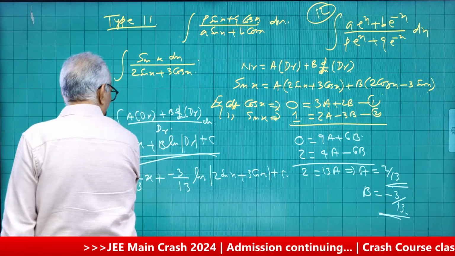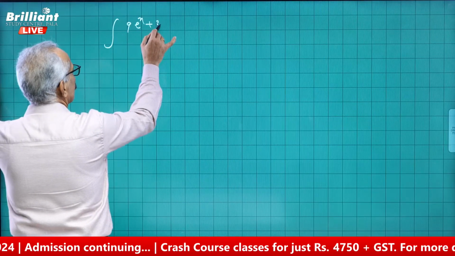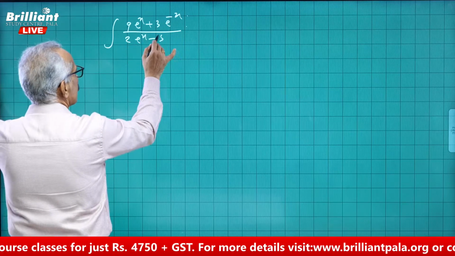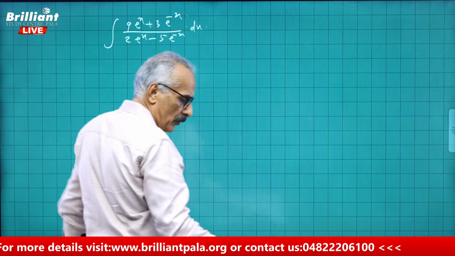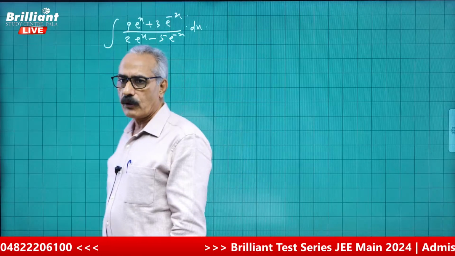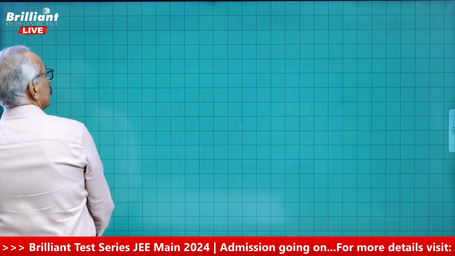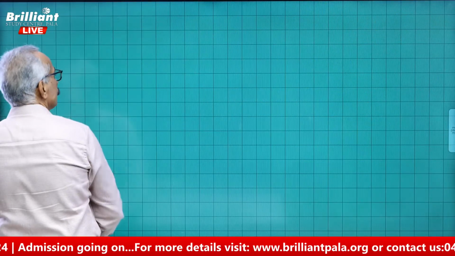Now, I just give you a homework of similar type. Integral 9 e raised to x plus 3 e raised to minus x divided by 2 e raised to x minus 5 e raised to minus x dx. In a similar way, you have to solve. Numerator is equal to a into denominator plus b into derivative of the denominator. You can try that also. Okay. Now, on to next type number, that is type number 12.